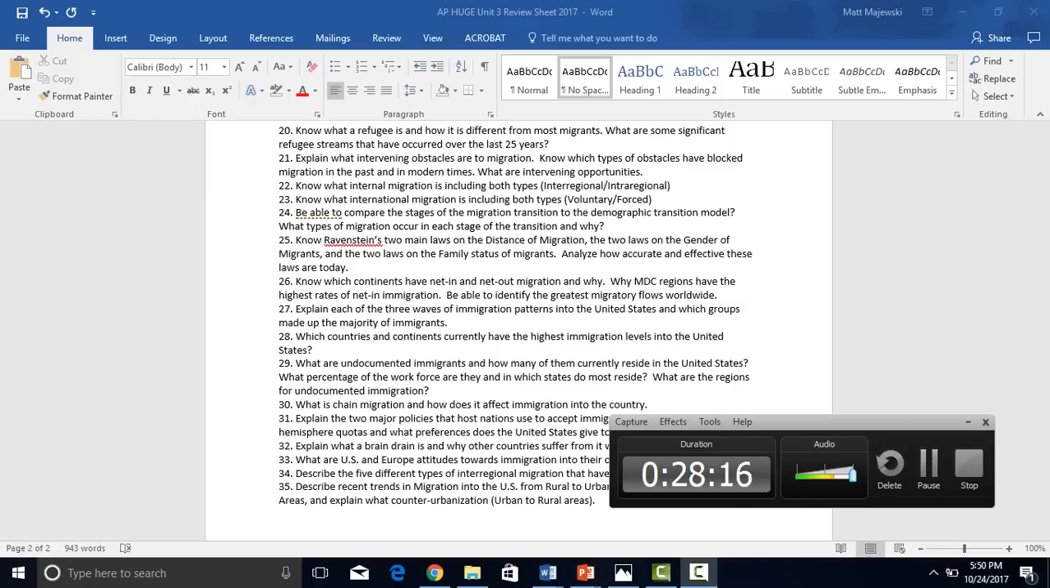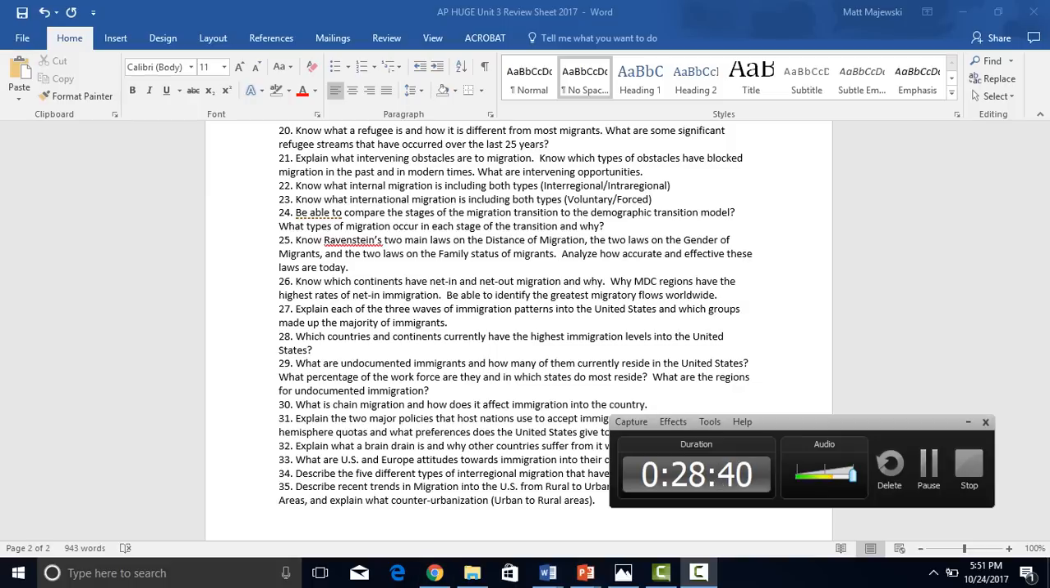Anyways, why do MDCs have the highest rates of net immigration? Because they oftentimes offer the most jobs or the highest paying jobs. They oftentimes offer economic opportunity for people, like benefits that an LDC wouldn't. They might offer health care. They might offer education. And when I say these things, I mean they offer a superior or better version of those than you would otherwise receive in an LDC.